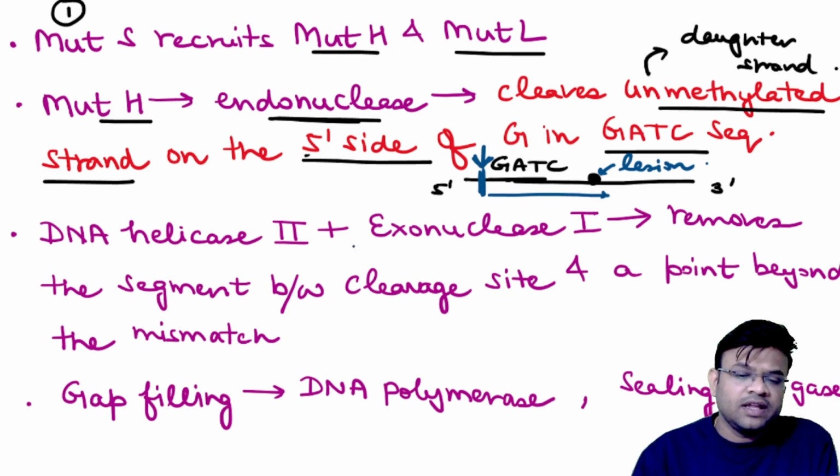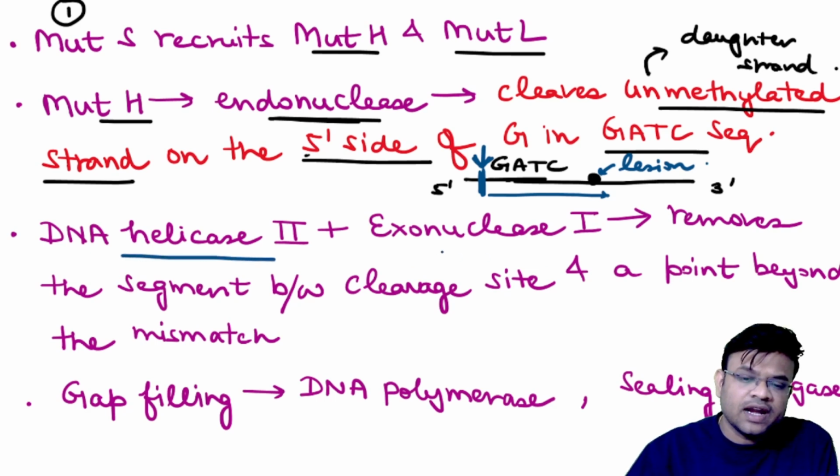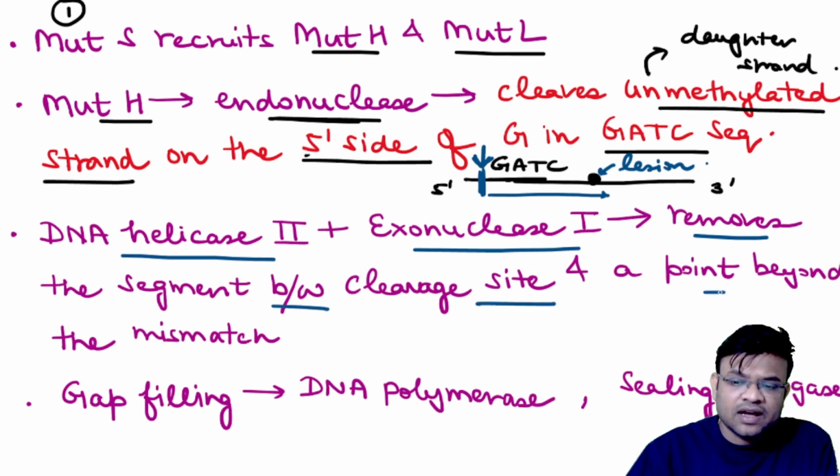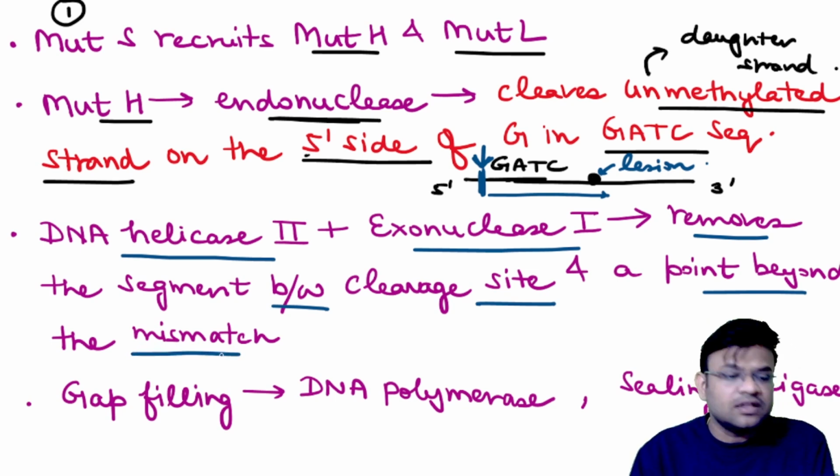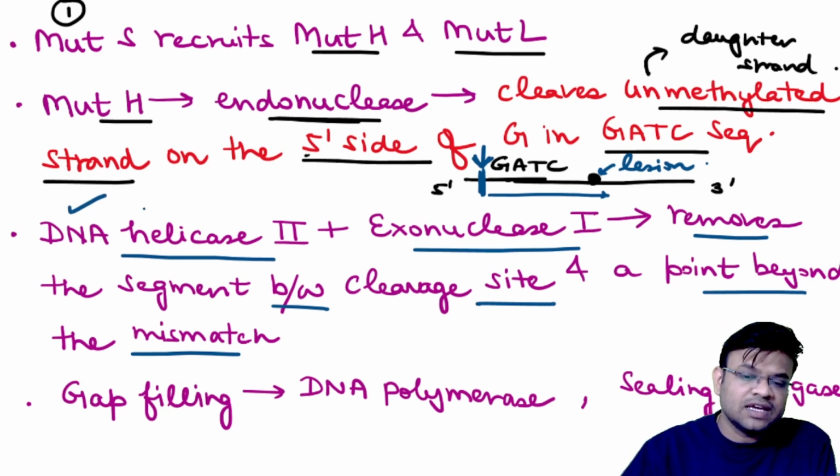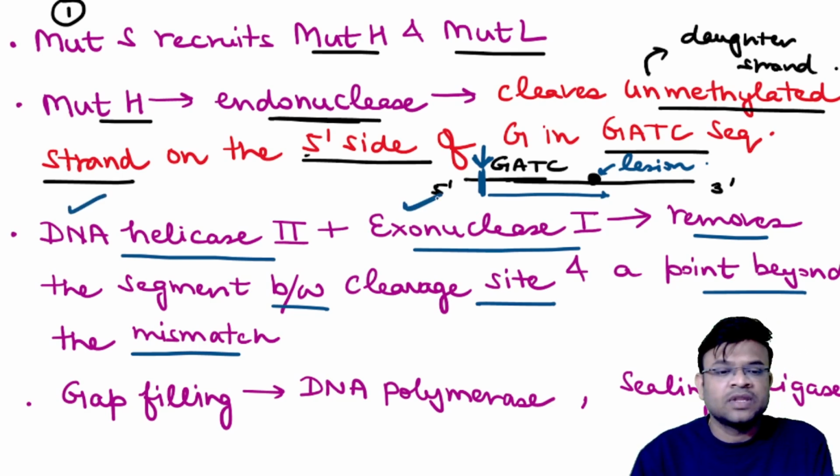Next, DNA helicase 2 plus exonuclease 1. These are important enzymes. DNA helicase 2 and exonuclease 1 remove the segment between the cleavage site and a point beyond the mismatch. Now they have mentioned two more enzymes over here. The names of the enzymes are DNA helicase and exonuclease 1.